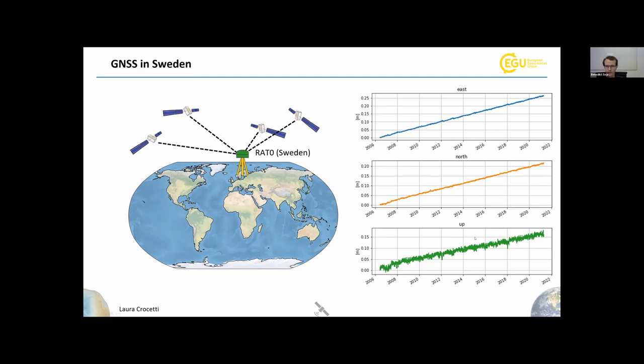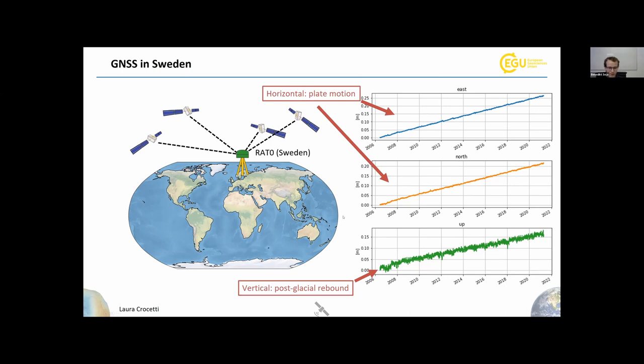for example, for the east, the north, and the up component. And there you can see actually strong movements. First of all, in the horizontal coordinate components, you can strongly see the impact of plate motion. This can be up to several centimeters per year and will be visible in most GNSS time series that you are dealing with. Quite interesting for the station in Sweden, however, is the strong change in the up component, so the vertical. And here, this part is related to the post-glacial rebound, which Rebecca tells us more about within this webinar.